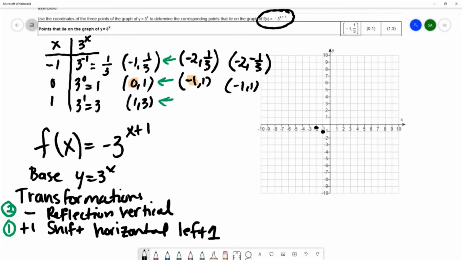The next ordered pair is 1, 3. I'm going to start with the first transformation of shifting to the left 1. And we take that original x coordinate and subtract 1 to become 0. The y coordinate didn't change. Then I'm going to do the reflection. So right now this point is 3 above the x-axis. We're going to mirror to become 3 below the x-axis. And that gets me to a new ordered pair of 0, -3.